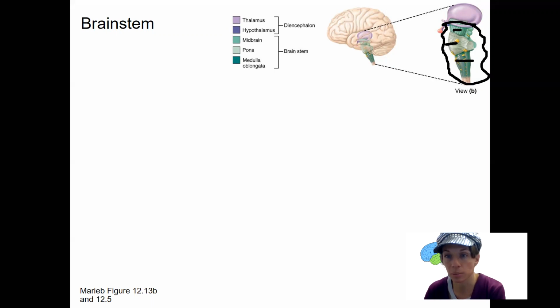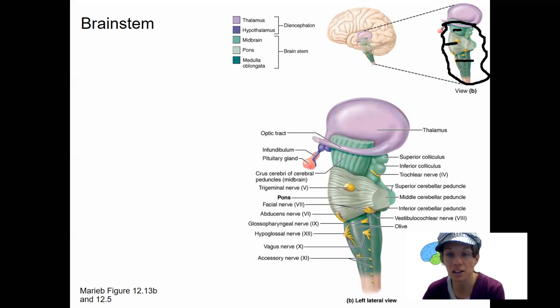Even without much labeled here, you can maybe see some things you recognize. These yellow pieces are all cranial nerves. So that's going to be one function of the pons and medulla. They have the nuclei of cranial nerves, that they contain those. So I'm going to show you a detailed picture. You do not need to know a lot of this anatomy.